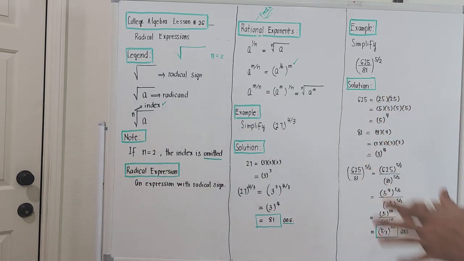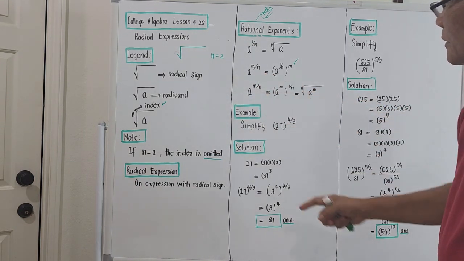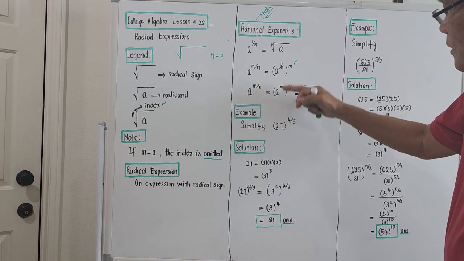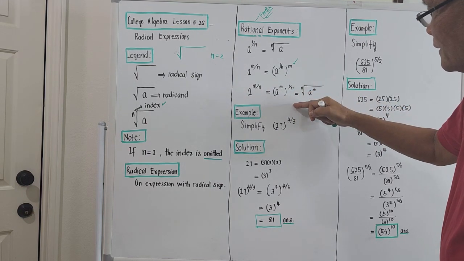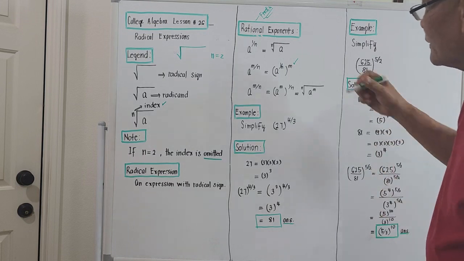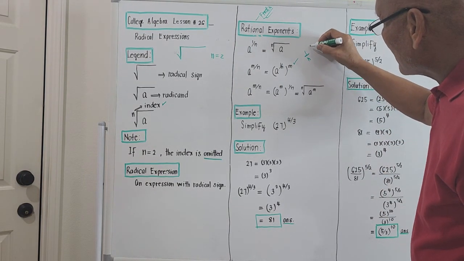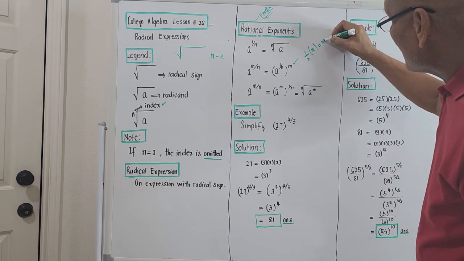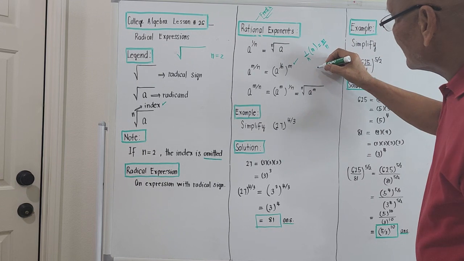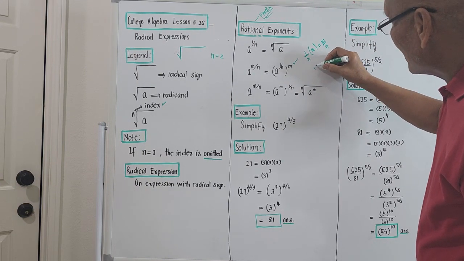The other equivalent will be this one, a raised to m over n. This can be written as a raised to m, raised again to 1 over n. Because actually, 1 over n times m is m over n. So on the first one, we could do that to be 1 over n.